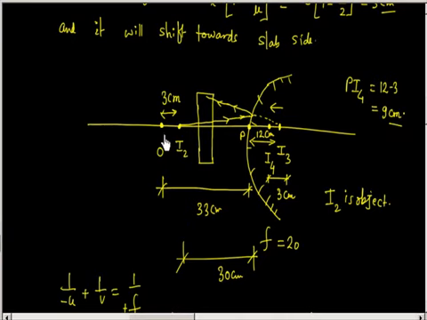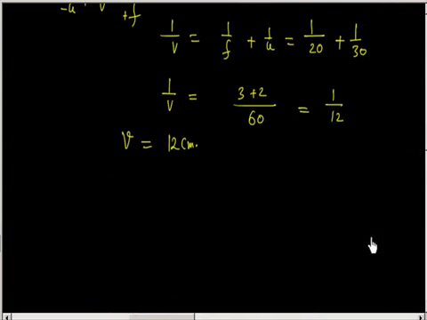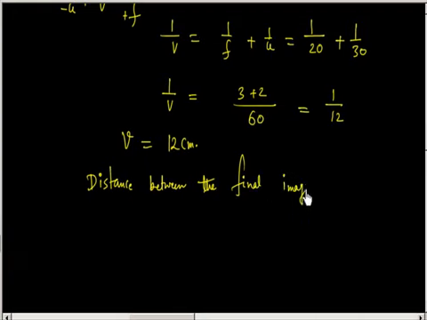The question asks, what is the total distance between object and final image? So the total distance OP is 33 and PI4 is 9. So 33 plus 9, that is 42. Are you getting or not? So the distance between the final image and the object is equal to 33 plus 9, that is basically equal to 42 centimeter.